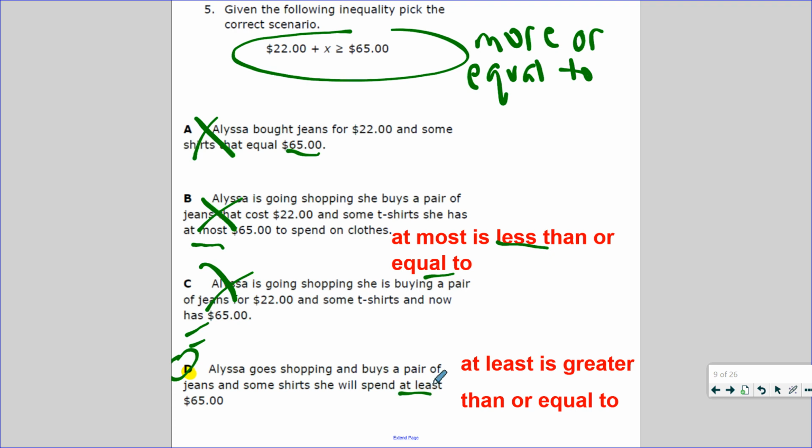Oh, at least again. So what does at least mean again? It's the lowest money she has. So she can't get any lower, so she has to have greater than or equal to. And that is the sign for that.